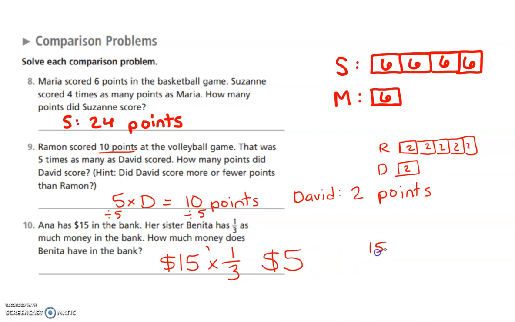Basically, the way that works is that 15 times 1 over 3 just becomes 15 times 1 equals 15, and then 1 times 3 equals 3. And then you do your division. 15 divided by 3 equals 5.